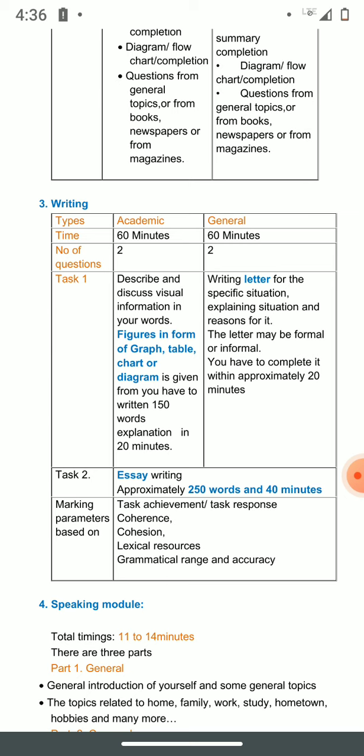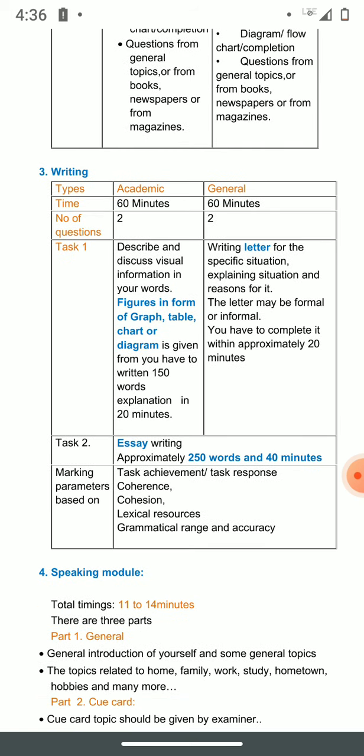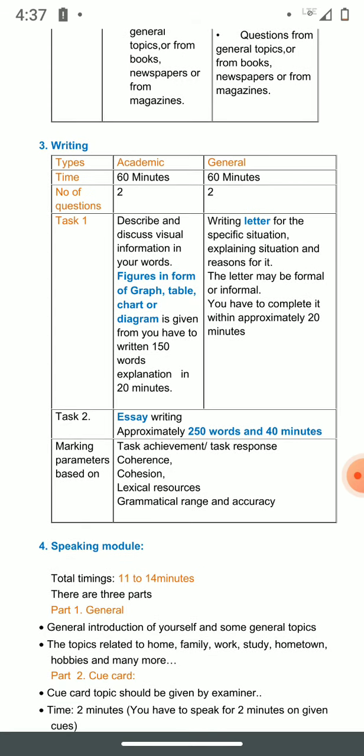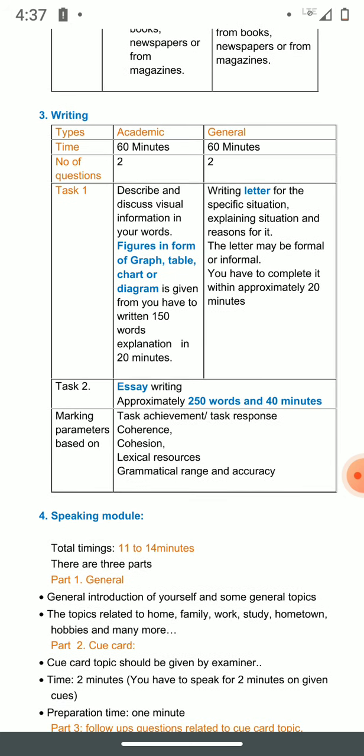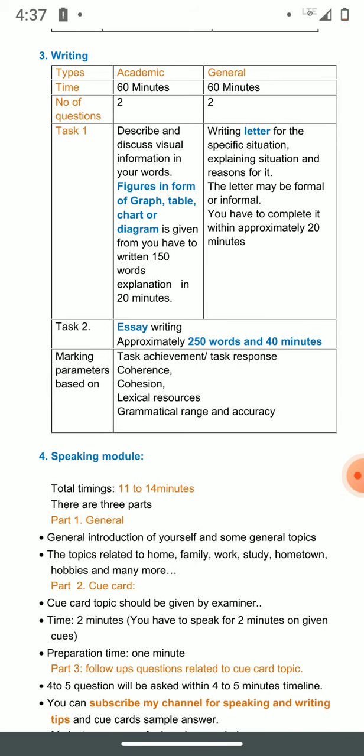And the second task for academic is essay writing, and it should be approximately 250 words, and you have to spend 40 minutes. While for general candidates, task 2 is the same, but task 1 is writing a letter for a specific situation, explaining the situation and the reason for it. The letter may be formal or informal, professional or normal, and you have to complete it within approximately 20 minutes.